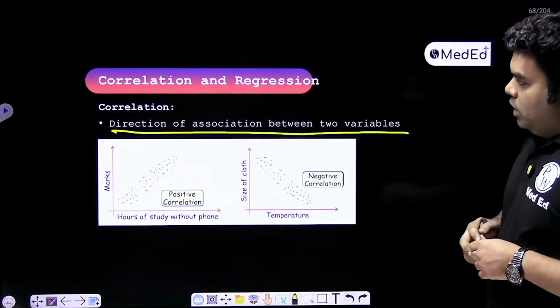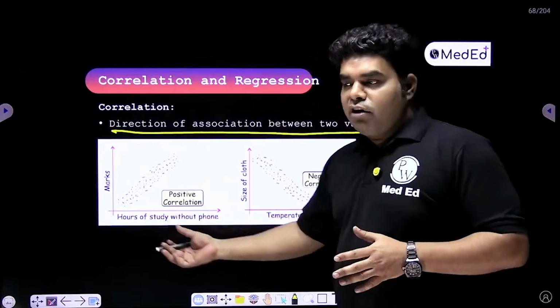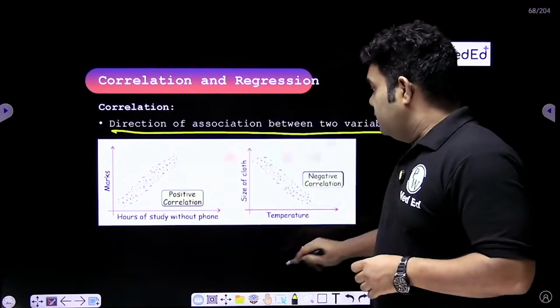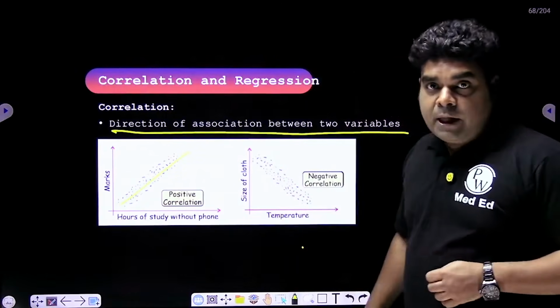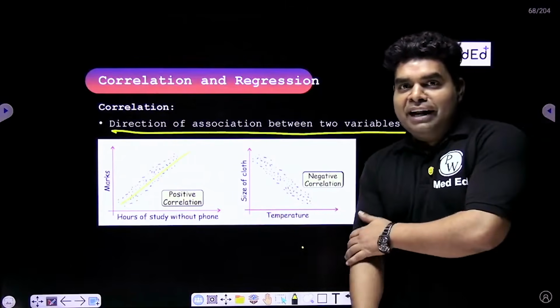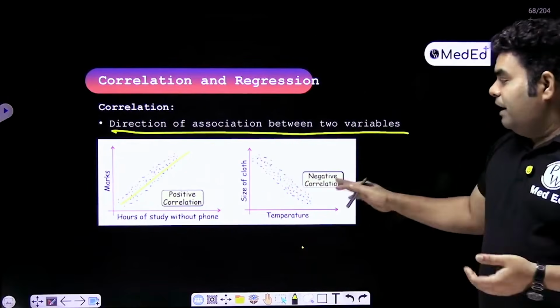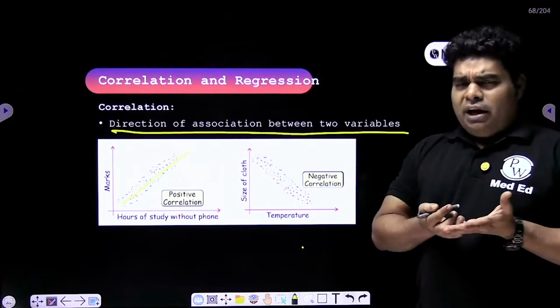For example, suppose I am talking about hours of study and marks. We all know if the hours of study increase, marks will increase. So this is which type of correlation? Positive correlation. And if you are talking about temperature and size of cloth, you have generally felt that when the temperature increases, the size of cloth decreases. So there is a negative correlation, and it's a very simple thing, correlation.